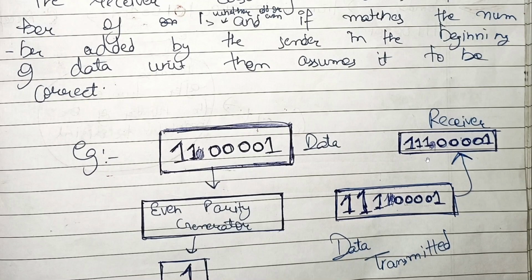What we did while sending the data, the receiver is also going to do the same thing with the data. And if the counting of ones matches in both the sender's and the receiver's case, then it assumes that this data is correct and without an error. Alright.